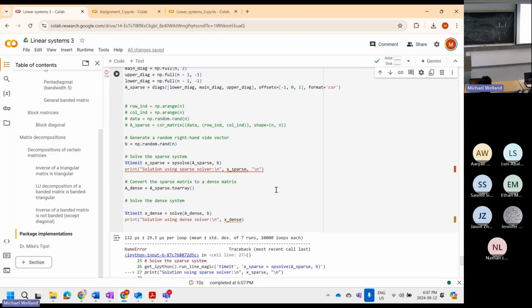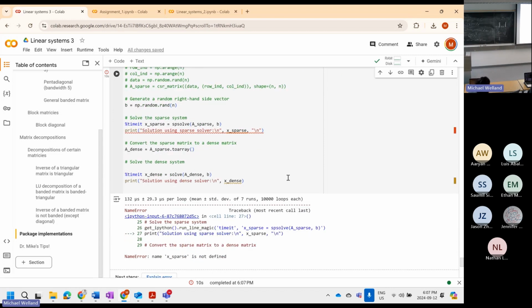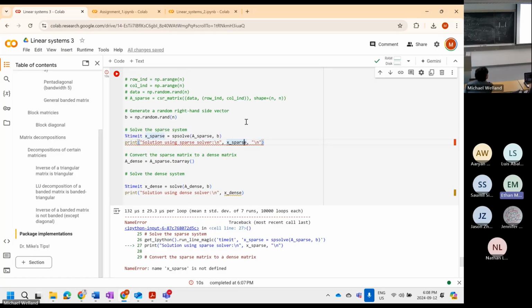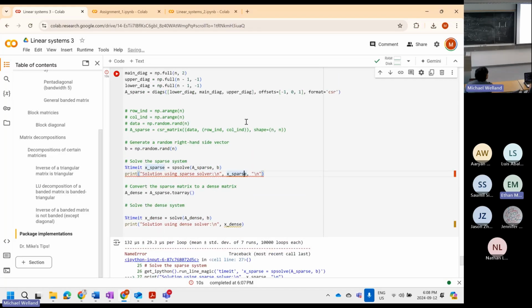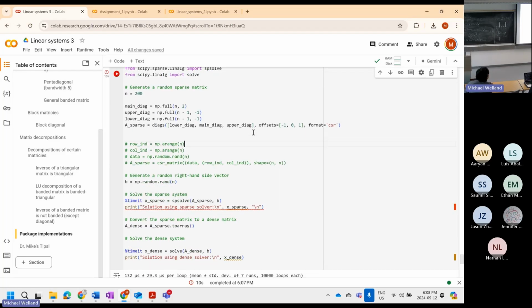Yeah, but then it doesn't tell the thing. Yeah, but it should. X sparse is not defined. Print solution using sparse solver. Right there. Is A sparse defined? I see it commented out above. Oh, above. Where is that? Never mind. I just saw a commented version on the screen. Yeah, I changed the way that it was defined in there, but it shouldn't have broken anything.